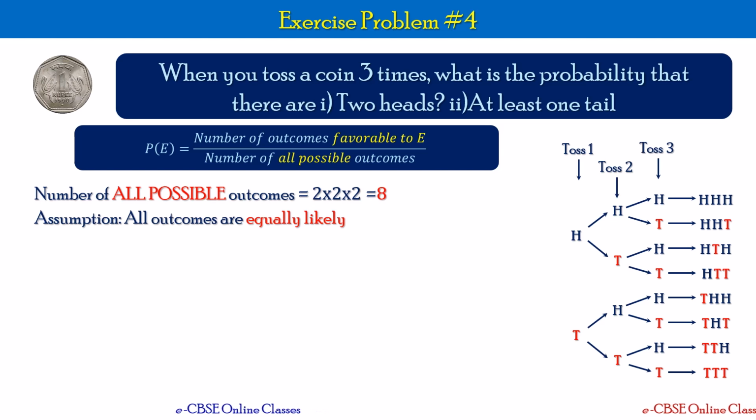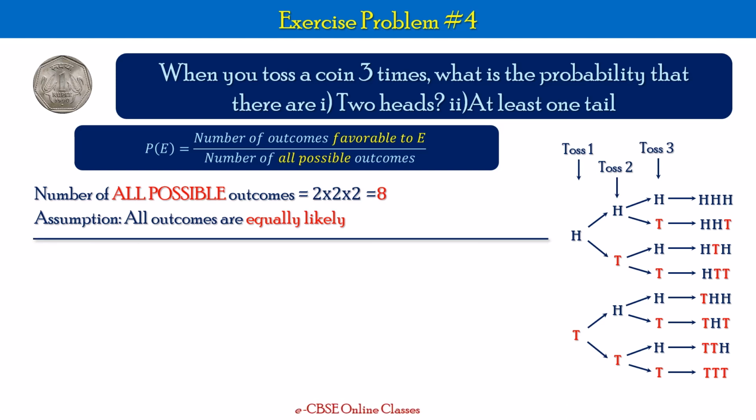Now, what is the assumption here? All these outcomes are equally likely, correct? Because this is a fair coin. There is no bias towards any particular outcome. Now, let's work on the calculations for the first subset.